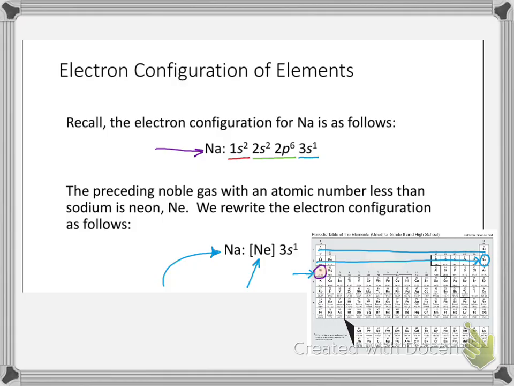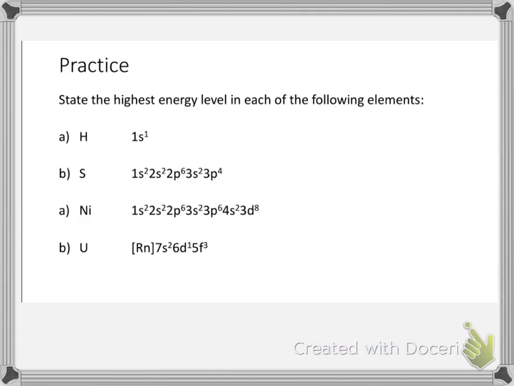Now another kind of reminder: I would like you to look at each one of these electron configurations and identify where the highest energy level is. When we look at the electron configuration, determine which energy level represented is the highest energy level. You might want to pause the video now and try to do it on your own, and then turn the video back on and I'm going to answer it.